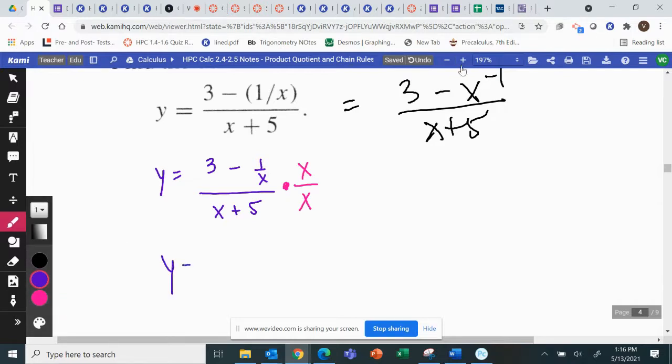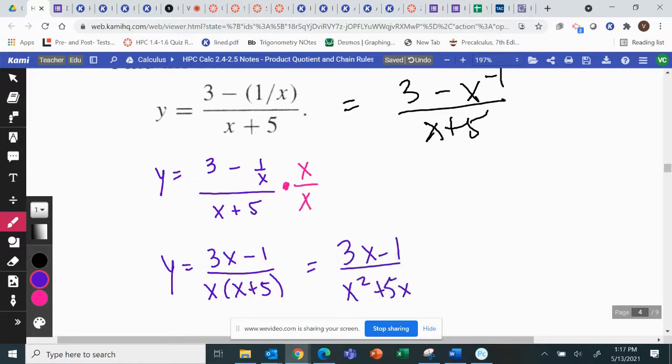So now I have y equals, so I'm going to multiply that. I'm going to get 3x minus 1 over x multiplied by x plus 5. And that can just simplify a little bit further to 3x minus 1 times x squared plus 5x. So that was another way that before finding the derivative, you just change the function to make it a little bit easier for you. So I'm not going to do this one all the way out. It is done all the way in the book if you want to try it on your own, if you want some extra practice. But I just want to show you two different starting points.